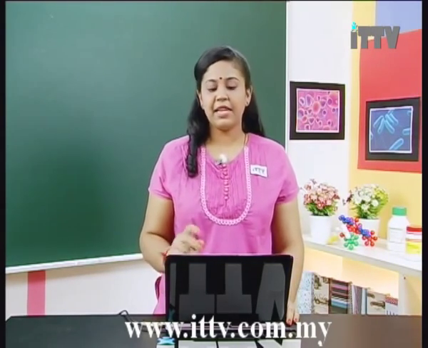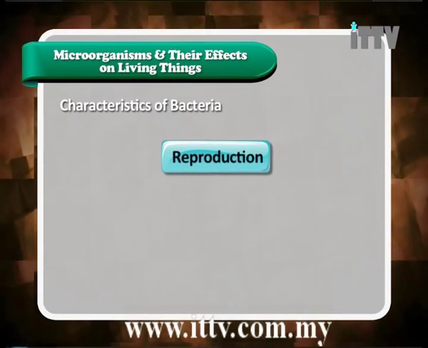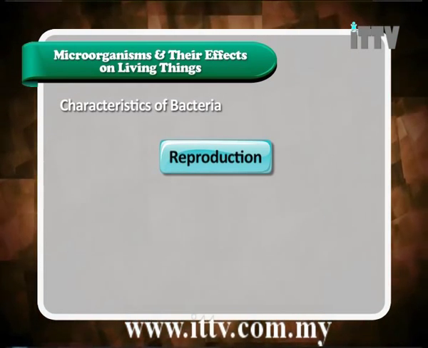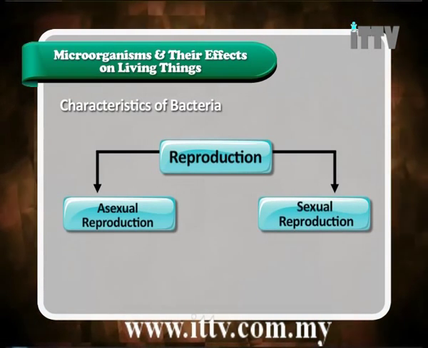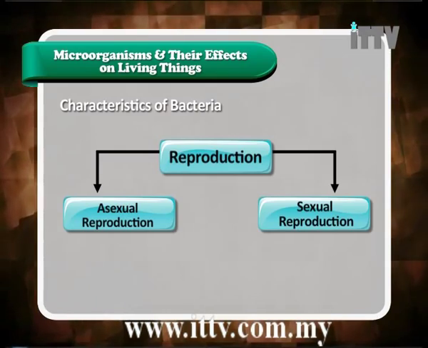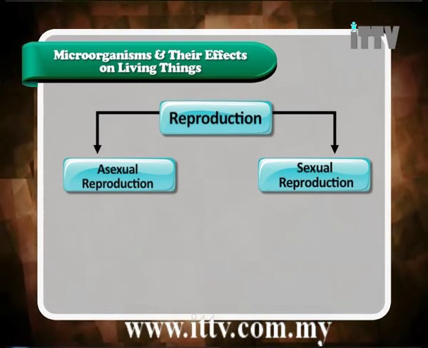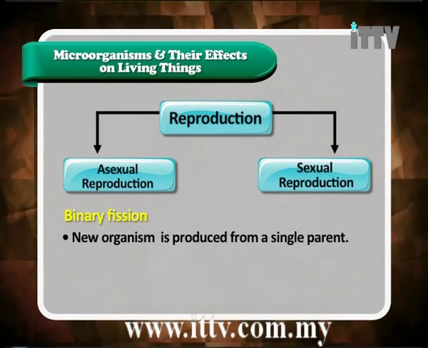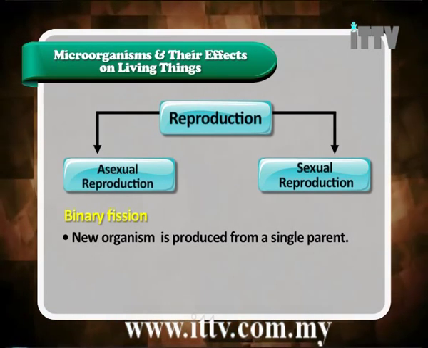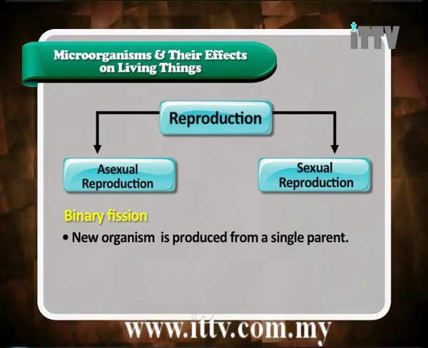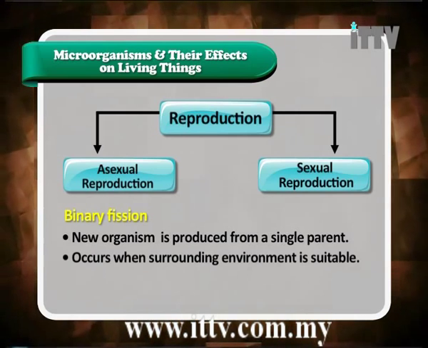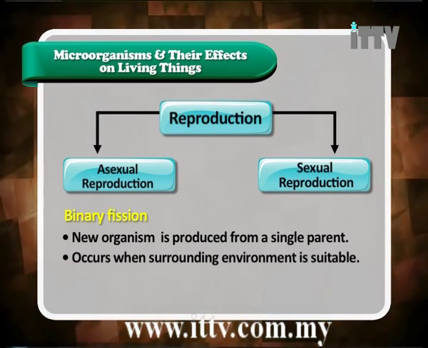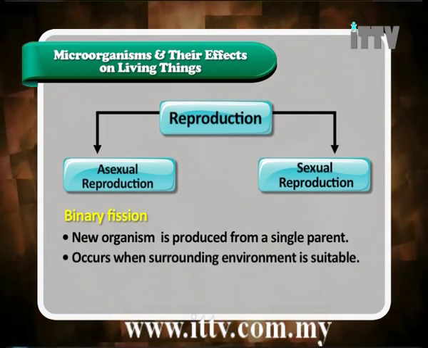So let's see, besides nutrients, what are the other characteristics? Reproduction. The characteristic of bacteria in terms of method of reproduction is divided into two methods: asexual and sexual reproduction. Some bacteria reproduce asexually. In an asexual method of reproduction, a new organism is formed and produced from a single parent. Binary fission is an example of asexual reproduction. It occurs when the environment is suitable. Binary fission is a simple cell division.